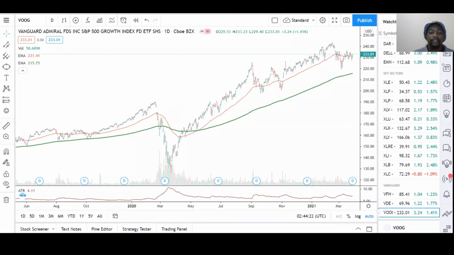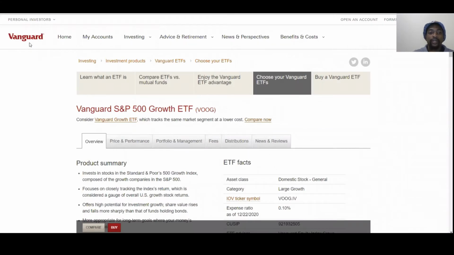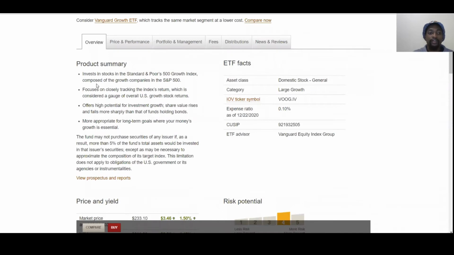All right, the first ETF that we are looking at is the Vanguard S&P 500 Growth Index ETF. So if you go to the Vanguard website, we can see some details of the ETF. As I said, you can also go to the SPDR website or iShares to track the equivalent of the Vanguard S&P 500 Growth ETF. Its tracker code is VOOG. So this ETF invests in the S&P 500 Growth Index stocks. As you can see, it is composed of the growth companies in the S&P 500.